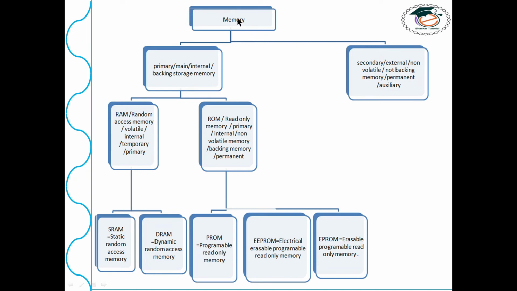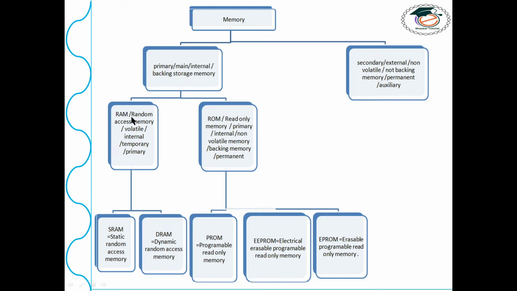The memory system. Primary memory is known as main memory, or internal memory, and also volatile memory. Secondary memory is external, or non-volatile, or permanent, or auxiliary memory. These are the different names of the primary and secondary memory, but basically we see primary memory and secondary memory, or volatile and non-volatile memory. So let's see this primary memory.